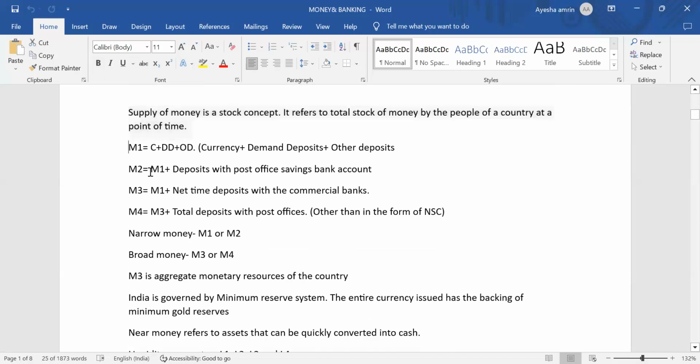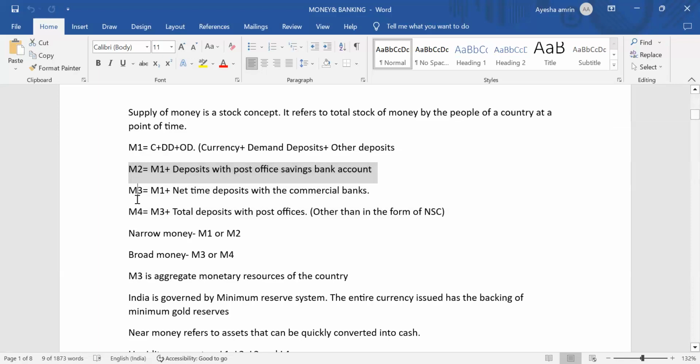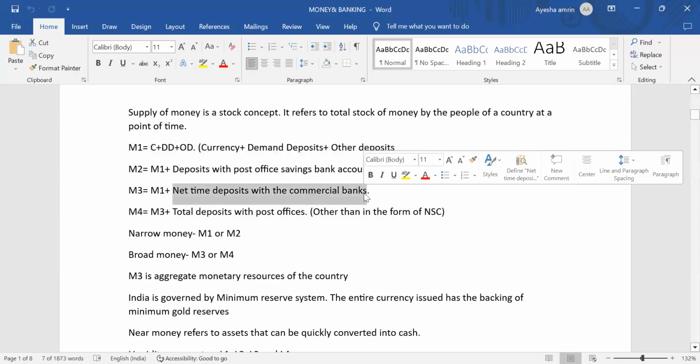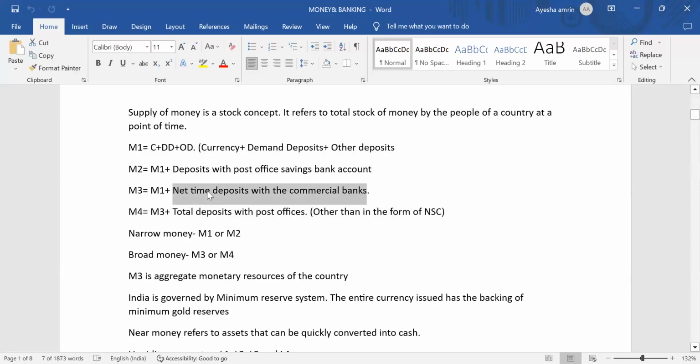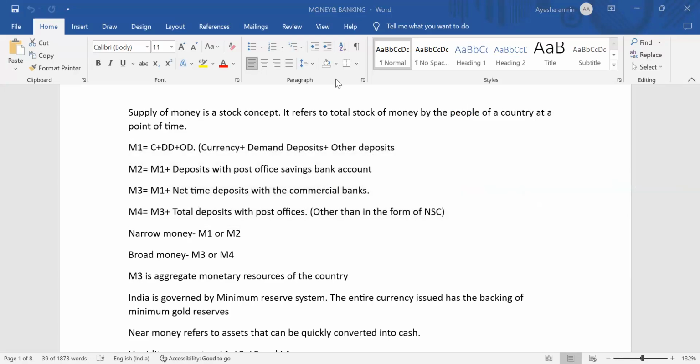So yesterday we saw M1, M2 and M3. Now there is another one, that is M4. Very, very important. M1 is your currency plus demand deposits and other deposits. If you add all these things, that is your M1. M2 is M1 plus deposits with the post office savings bank account. M3 is M1 along with net deposits with commercial banks. And M4 is M3 plus all the deposits with the post office. These equations are very important. Kindly make a note of this, all of you.